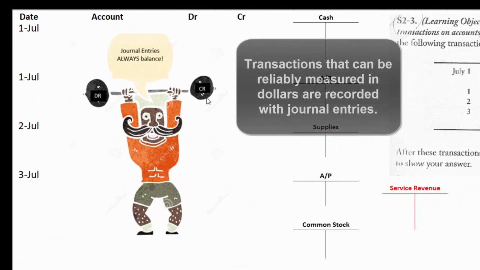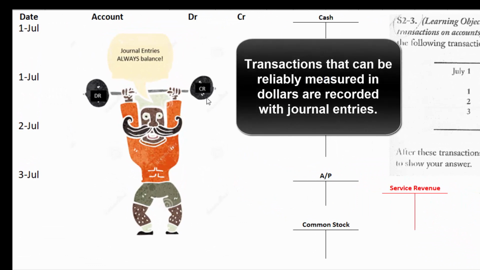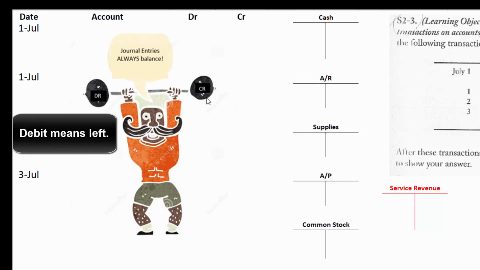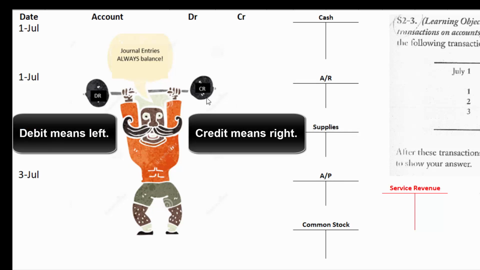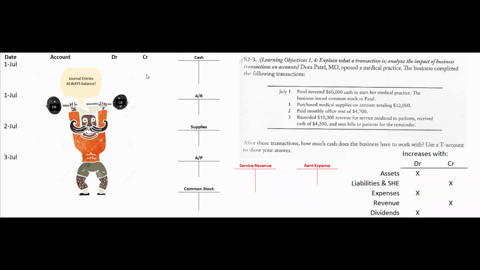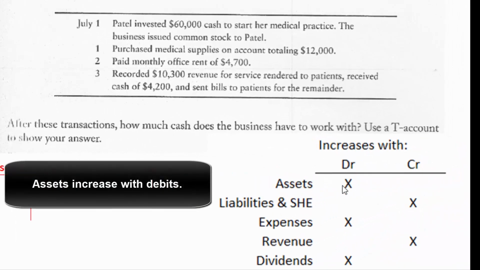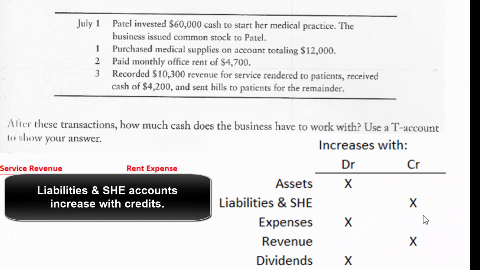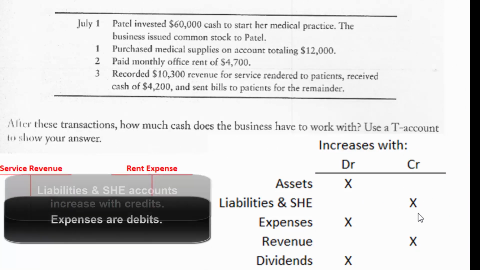Remember our rules. Transactions that can be reliably measured in dollars are recorded with journal entries. Debit means left, credit means right. One isn't good, one isn't bad. Journal entries always balance. So if there's $60,000 worth of debits, there has to be $60,000 worth of credits in each individual journal entry. Also, assets increase with debits. Liabilities and shareholders' equity accounts increase with credits.